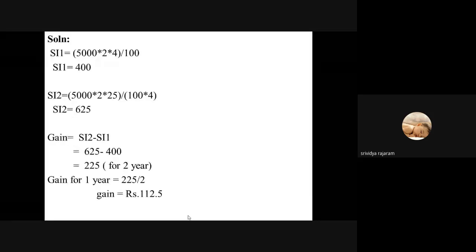So how to find it for 1 year? It is nothing but 225 divided by 2 to get the profit for 1 year. That is nothing but 112.5. Clear with this problem? Everyone pointed 225, but it is for 2 years. The question being asked is what profit he would get for 1 year. So the answer is 112.5. Is this sum clear? Okay, let us proceed with the next sum.